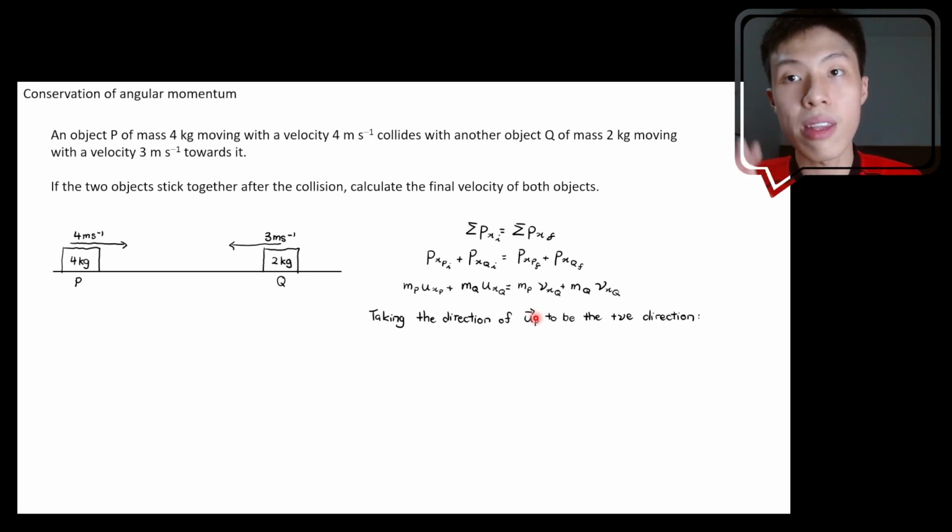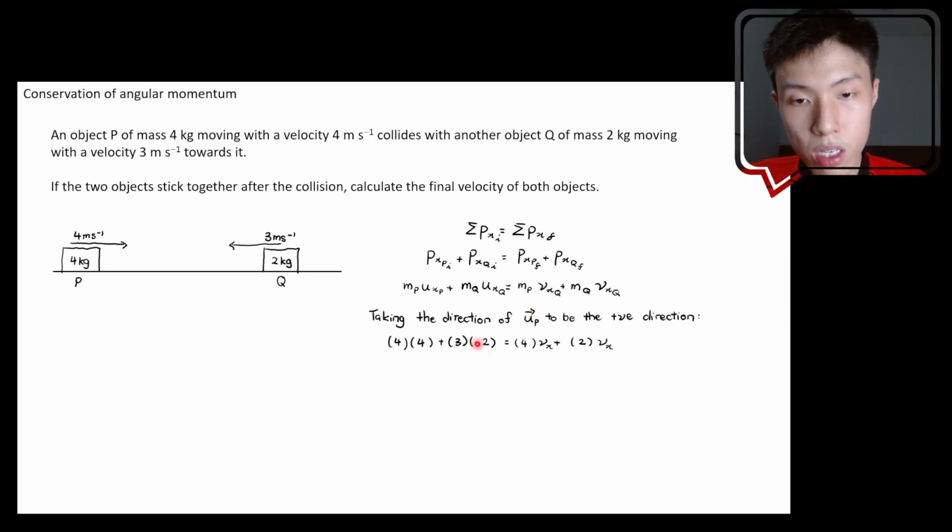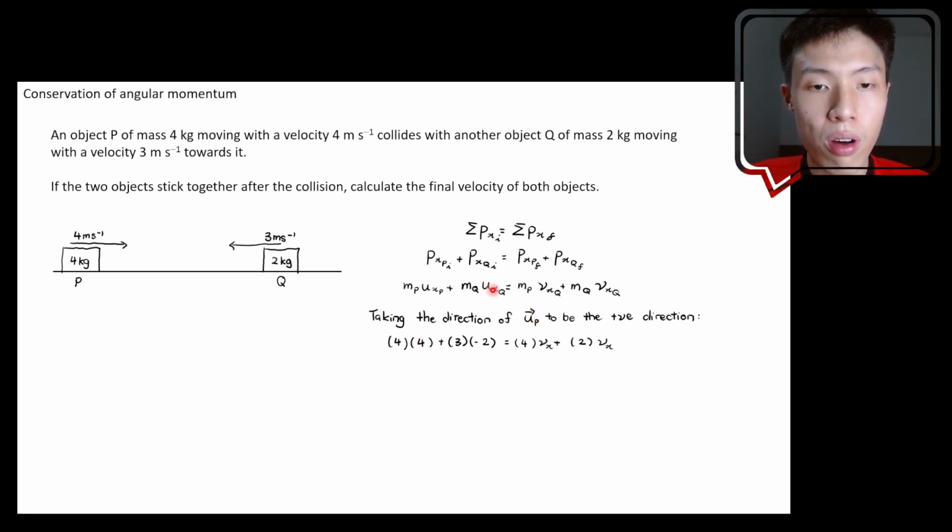Now that we have defined the direction, we start to do our substitution. We see that the initial X component of velocity for P is pointing in the same direction as u_P, so it's positive. Whereas the initial X component of velocity for Q is pointing in the opposite direction to u_P, so it's negative. The component is negative because it's pointing in the opposite direction to u_P.